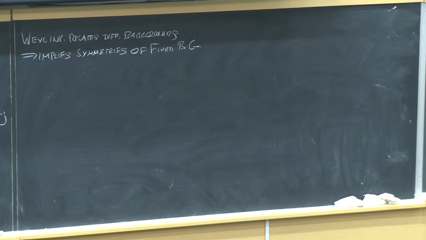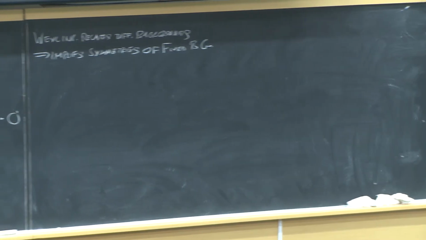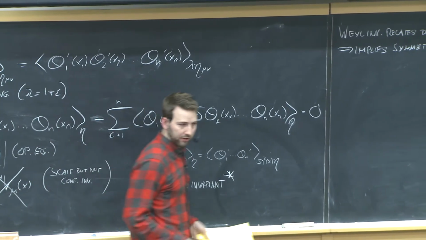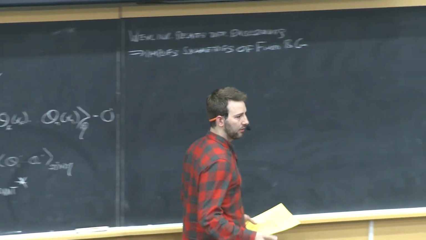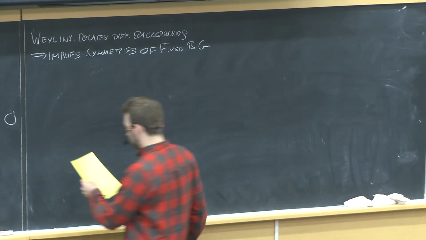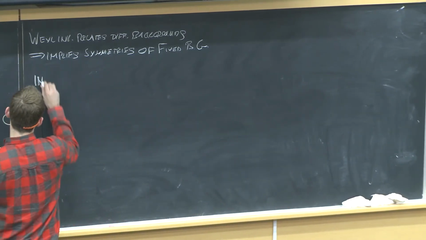And that's because I can now consider diffeomorphisms whose action on the metric is an overall Weyl transformation in fixed coordinates. Whereas before those wouldn't have been symmetries because they would need to change the metric, now I can undo the Weyl transformation because I have Weyl symmetry.